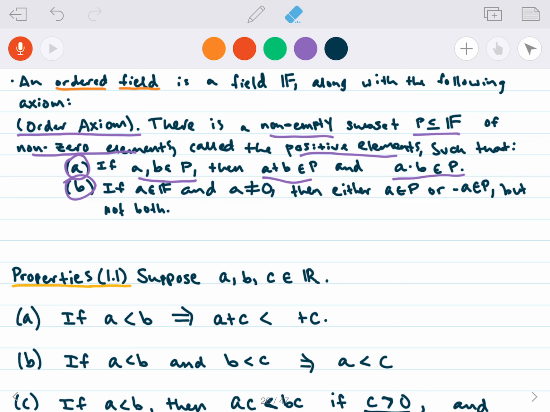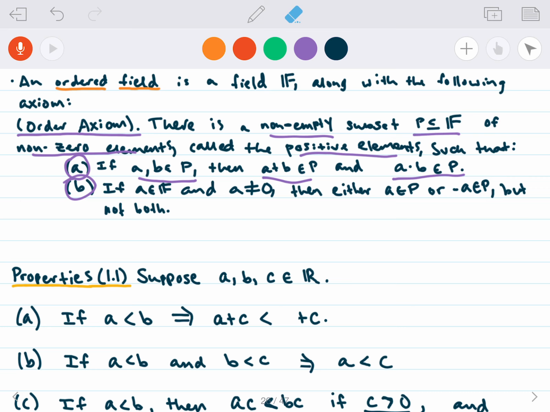So first thing we're going to talk about is what does it mean for a field to be ordered, because it turns out the real numbers is an ordered field, right? We have the field axioms like closure, inverses, etc., but we need some other axioms in order to make distance precise. So an ordered field is just a field F with the following axioms, and so here's the order axiom.